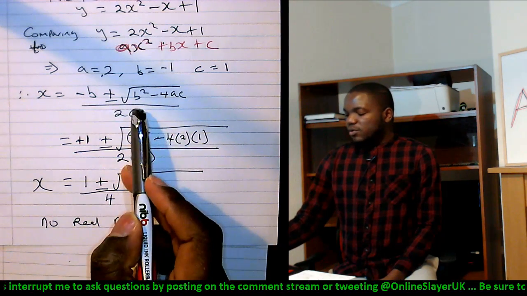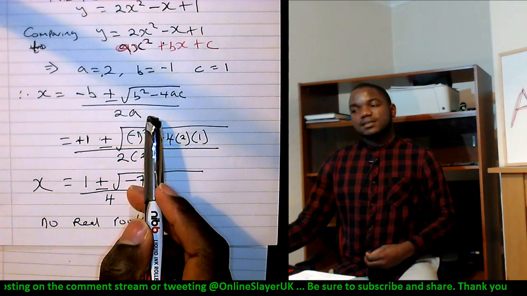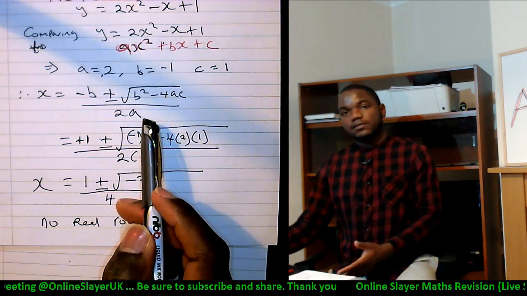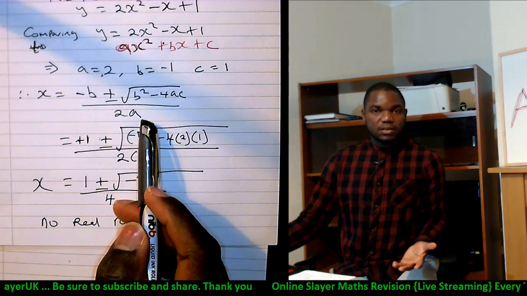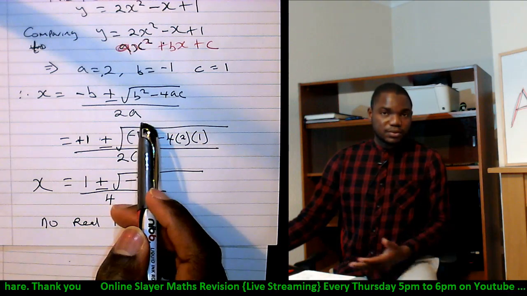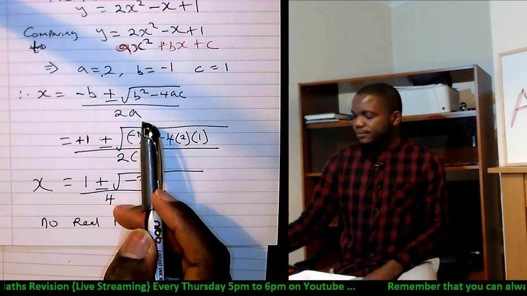But if b squared minus 4ac happened to be positive, then we would have the same answer as we got in the previous question we did, where we had plus 4 and minus 1. It will actually cross the x-axis at two positions. So there will be two real roots.